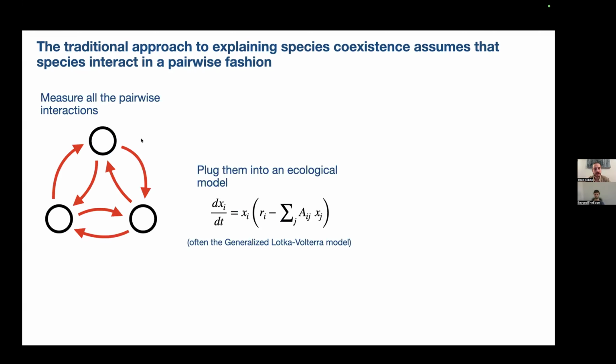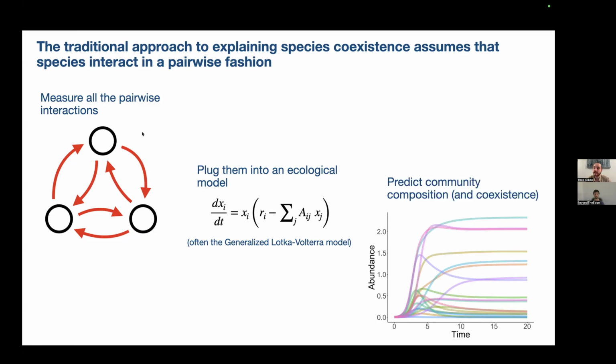And then you can plug these interactions into some ecological model, oftentimes the generalized Lotka-Volterra model, but there are many alternative choices, and then use that model to predict community composition and hence coexistence. What I mean by coexistence is that the species I'll call coexisting are the ones that have some non-infinitesimally small abundance at the end of a simulation of these differential equations, say.